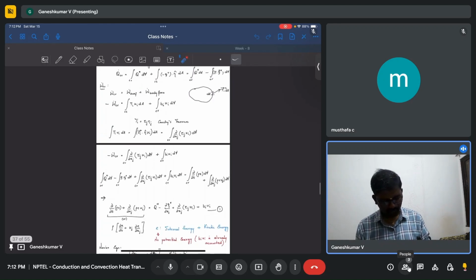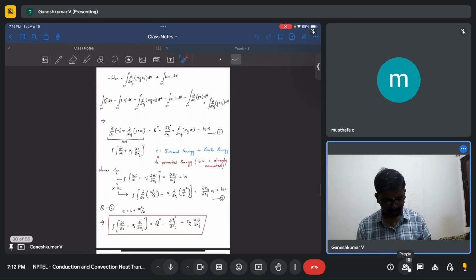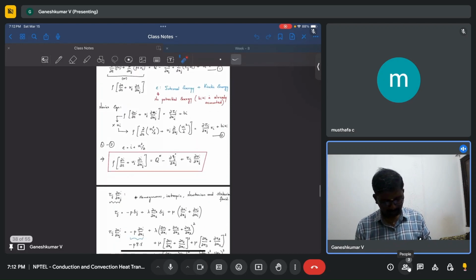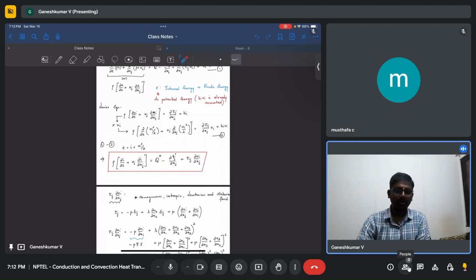In this, Q is nothing but your heat generation and the heat flux vector. Alright, so finally you will end up having this internal energy form of the energy equation.